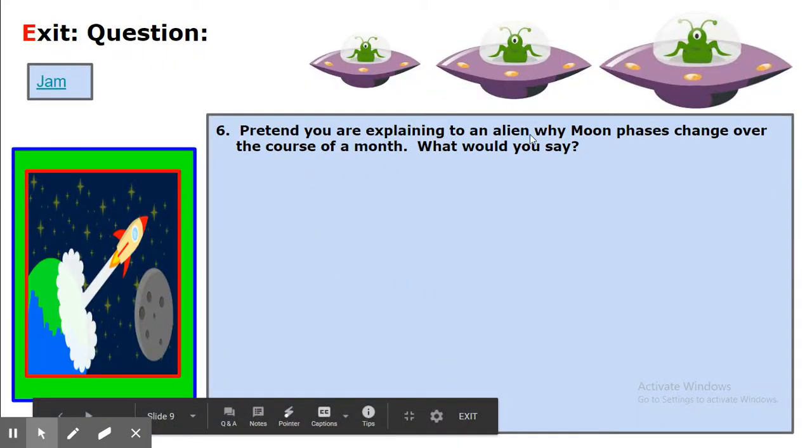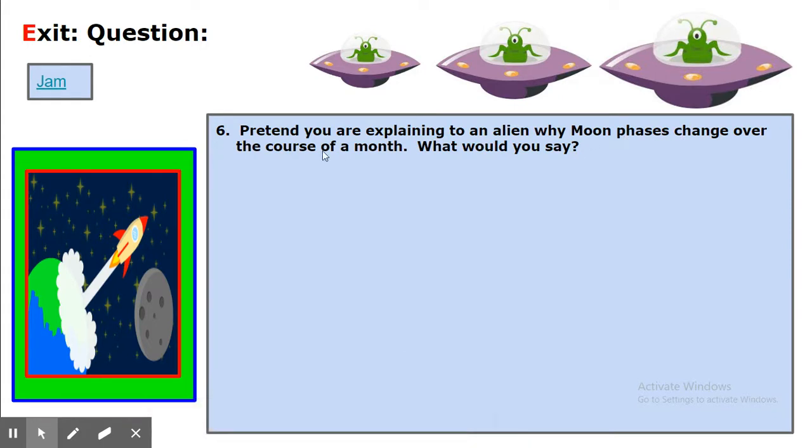Pretend you're explaining to an alien why the moon phases change over the course of a month. What would you say? So first you'd probably tell an alien that if you're on Earth and you look up at the night sky, you see zero illumination because it's a new moon, and the moon does a revolution around the Earth, which takes 30 days. And what you are seeing is the reflection of the sun off the moon in 8 different phases.